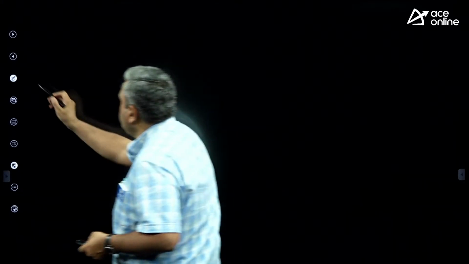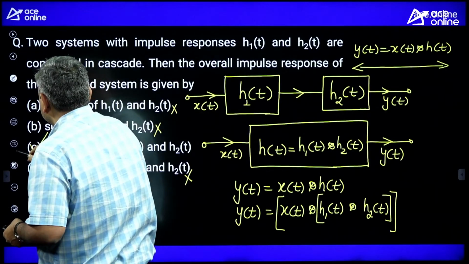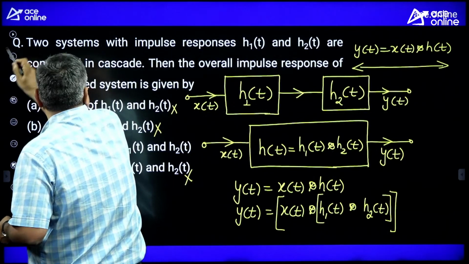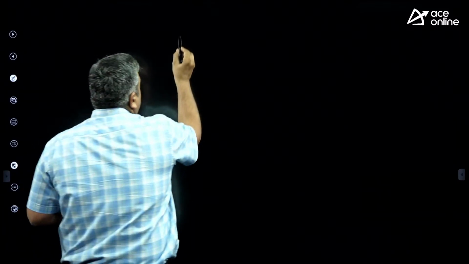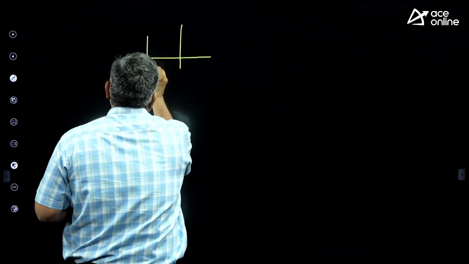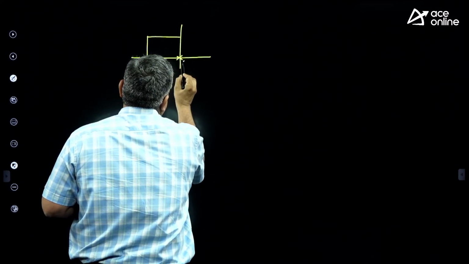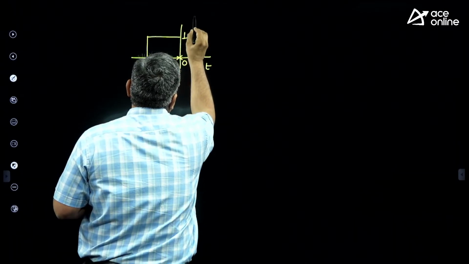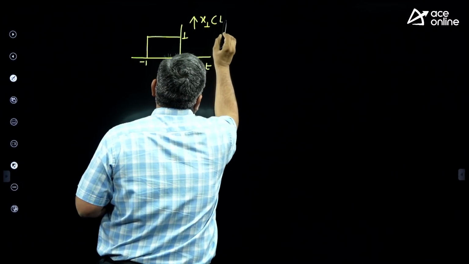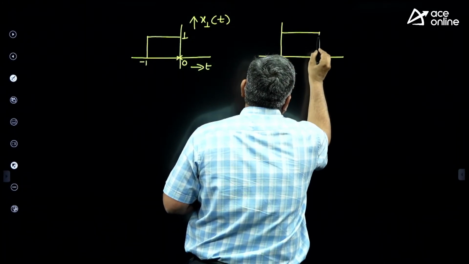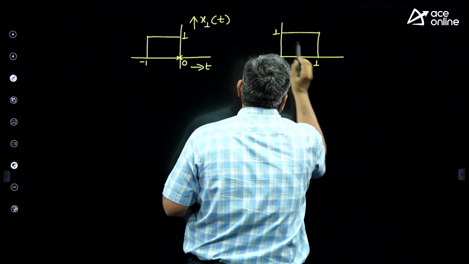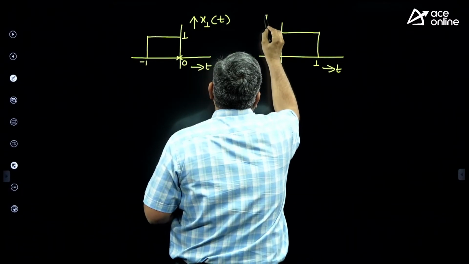So if you take a convolution model, suppose let me take two signals. I am taking a one step signal which is from -1 to 0. Okay. So this is amplitude 1. Let us assume this is some x1 of t. I will take another signal whose amplitude is 1 from 0 to 1. This is the second signal, which is x2 of t.